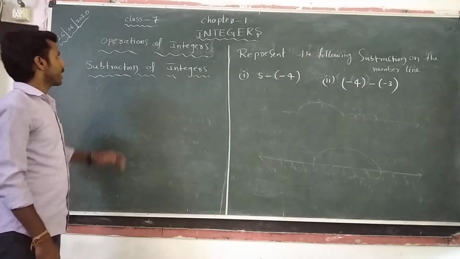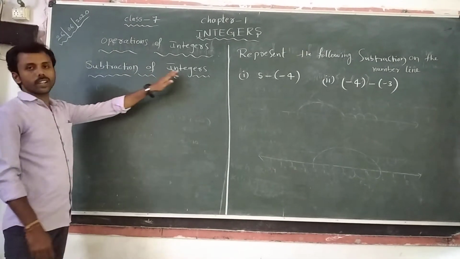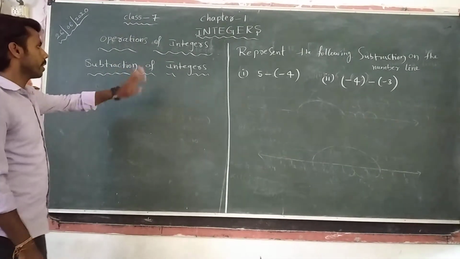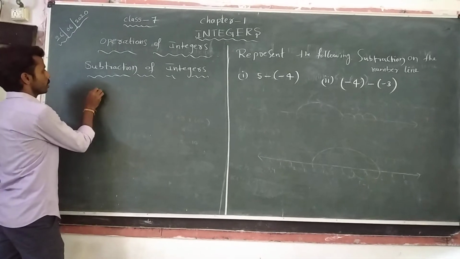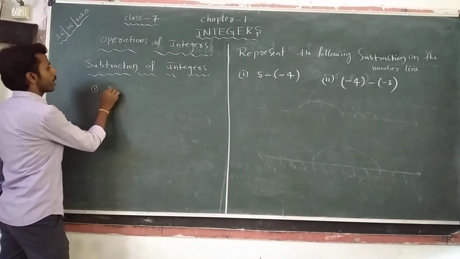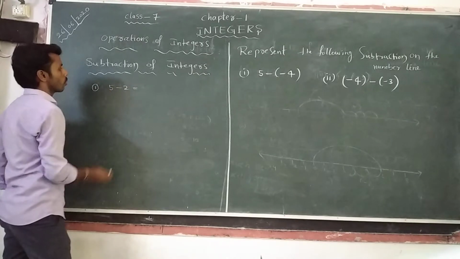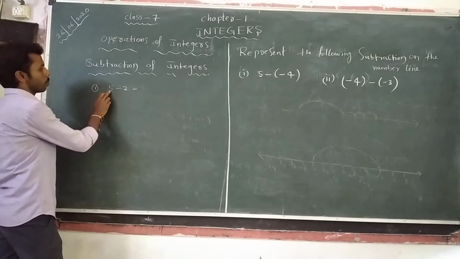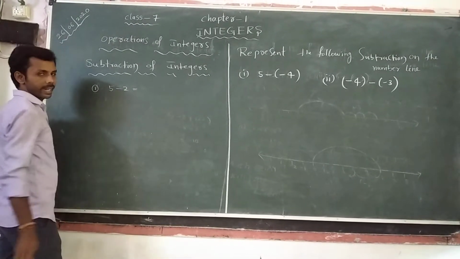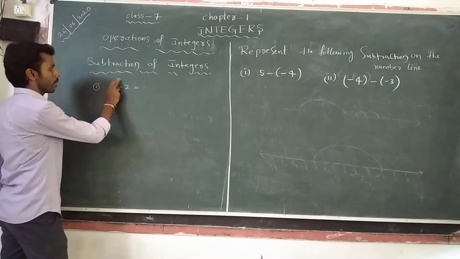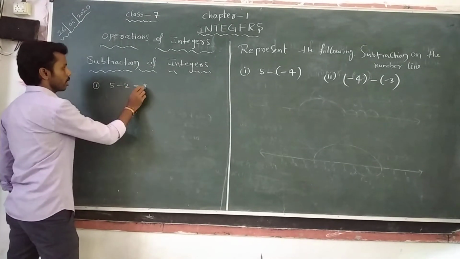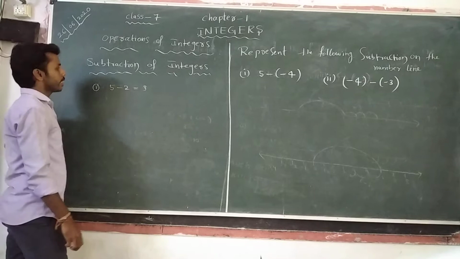Okay, next one: subtraction of integers. One example: 5 minus 2. 5 is a positive integer and minus 2 is a negative integer. So 5 minus 2 equals 3. 3 is a positive integer.